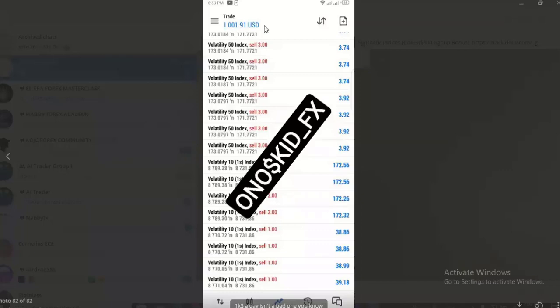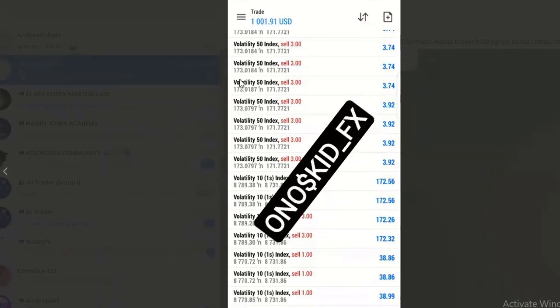This is actually the trade. You can see this over 1,000 plus in profit. So after this, these are just the two trades I took, and then I decided to take partial.